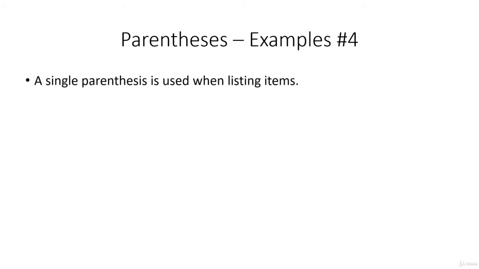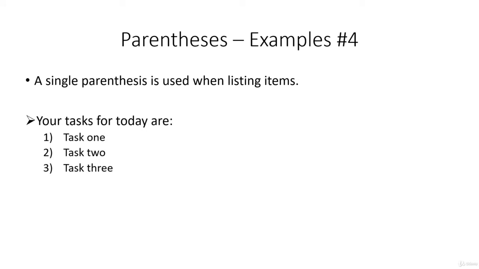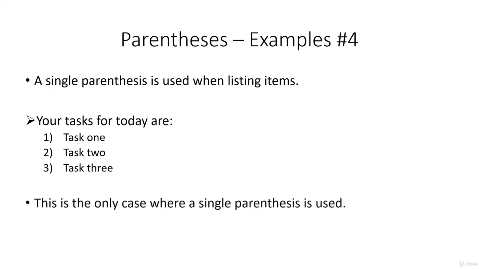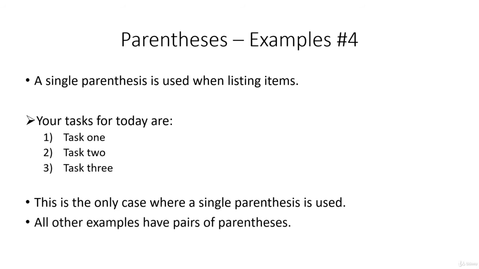And here we have a slightly different thing where a single parenthesis is used when listing items. So for instance, your tasks for today are: 1) task 1, 2) task 2, 3) task 3. And here we see just a single parenthesis on its own, and this is really the only case where a single parenthesis is used. All other examples have a pair of parentheses, and please note, one parenthesis, more parentheses.